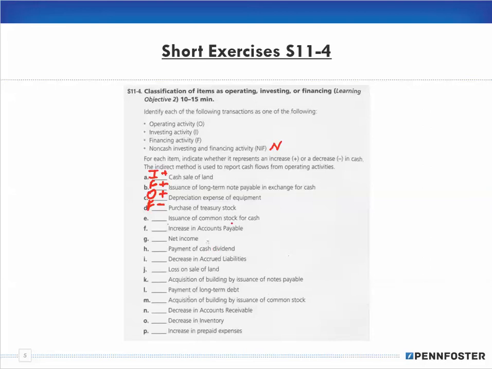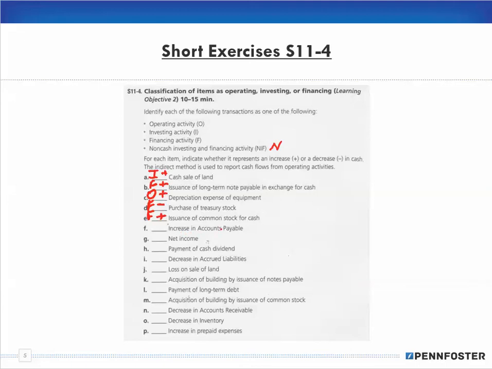Issuance of common stock for cash. Okay. Well, again, the common stock is in the financing section, but this time when we issue the common stock for cash, we're actually getting the cash because we're selling the stock, so that increases our cash position. Right? An increase in accounts payable.